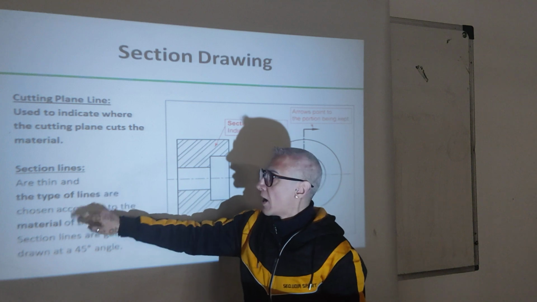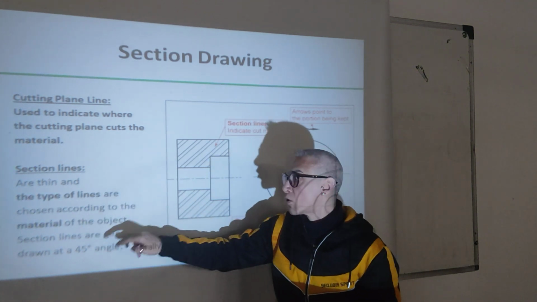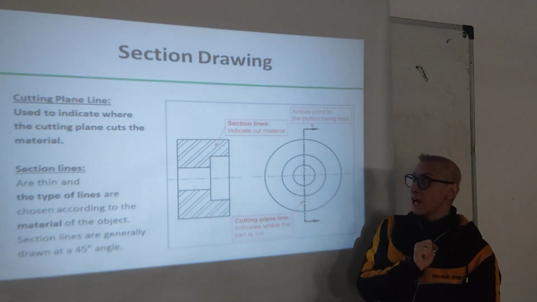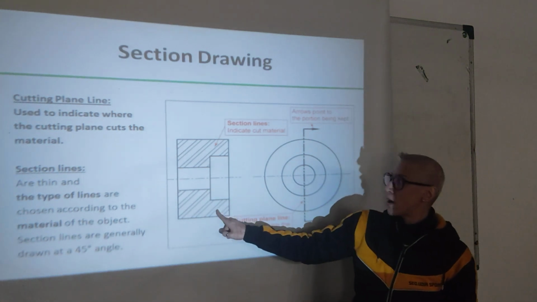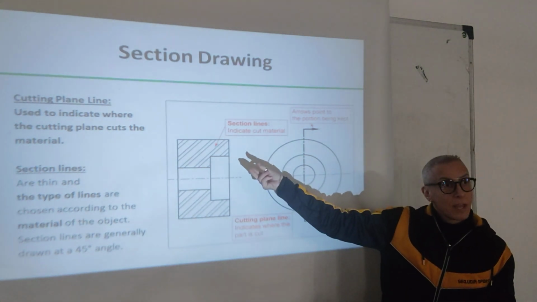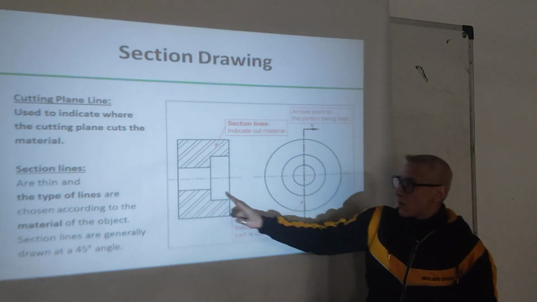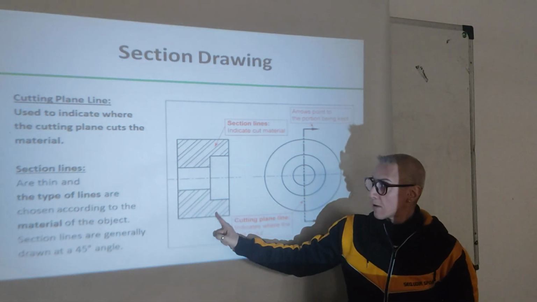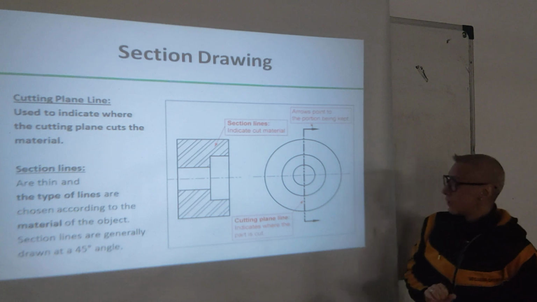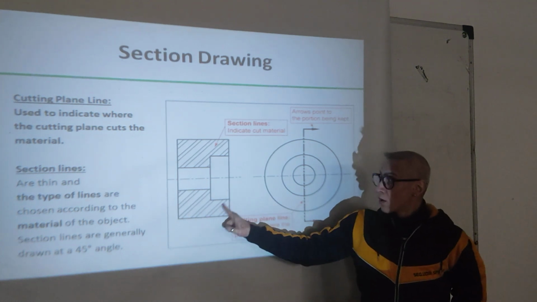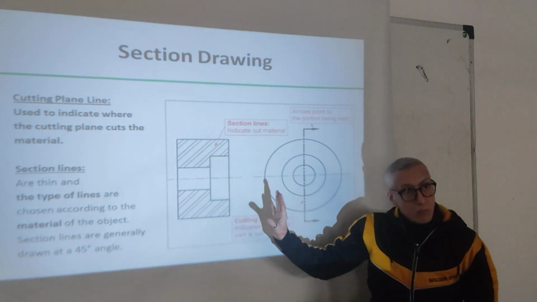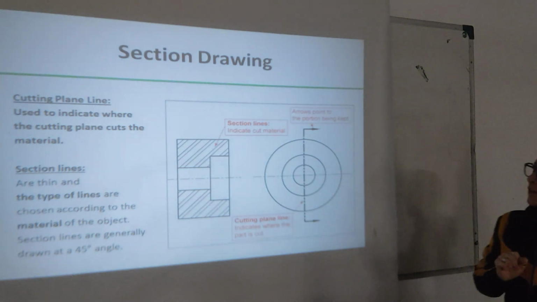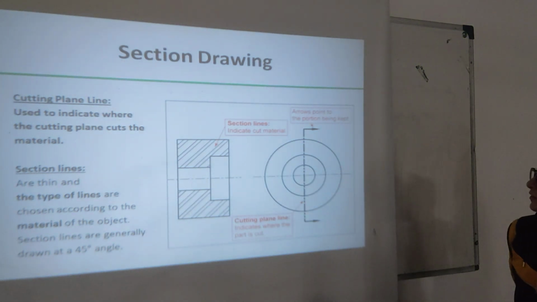Section lines are thin, and the type of lines are chosen according to the material of the object. Section lines are generally drawn at 45-degree angle. What section lines? These lines we're talking about, where we show the solid material. We will see later that there are different types of lines to show different materials, but they are drawn at 45 degrees. This is important to understand.